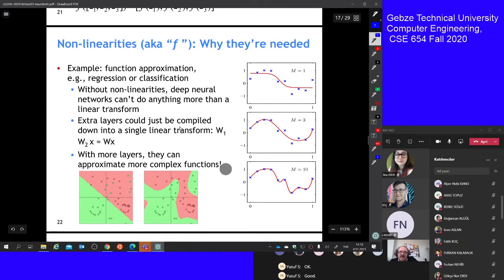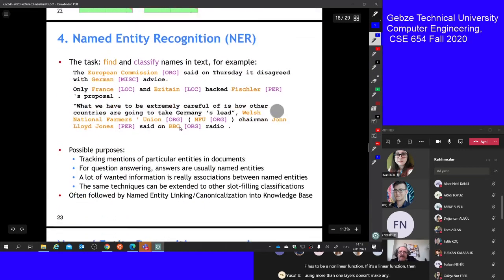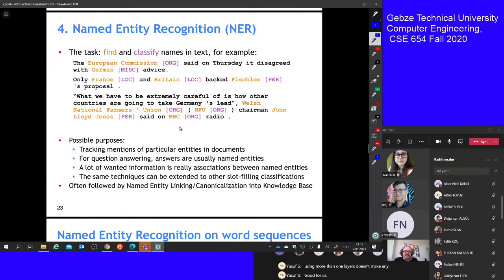And I think we talked about nonlinearities. F has to be a nonlinear function. If it's a linear function, then using more than one layer doesn't do any good for us. So that's a basic introduction to neural networks. Let's go back to natural language processing.